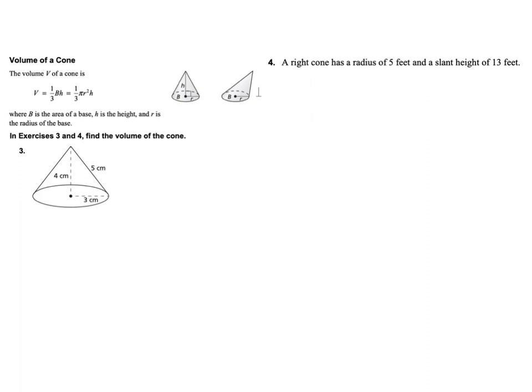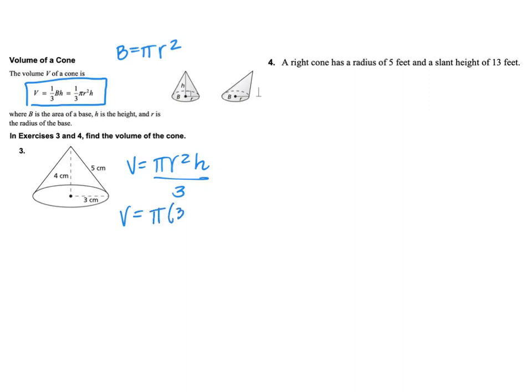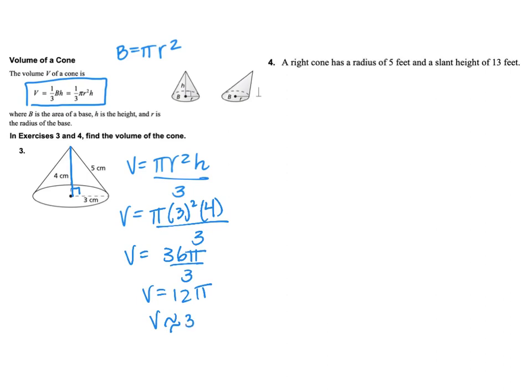Okay, volume of a cone is 1/3 big B H. Big B is a circle, so we'll replace that with pi r squared here. All right, so number 3, find the volume of the cone. So we'll substitute a 3 for the radius and a 4 for the height. That's that perpendicular height to the base. And divide all that by 3. So 12 pi would be your exact answer. And then if we rounded that, we would get approximately 37.7 cubic centimeters.